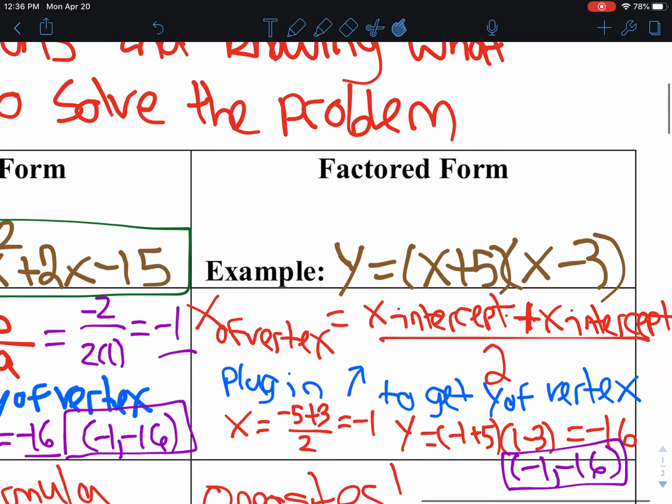How do you find the vertex in factored form? Remember, you use the x-intercepts. You add the x-intercepts and divide by 2. Remember, x-intercepts here are opposites, so don't forget x-intercepts are opposites, and then you always divide by 2. In that case, you do get -1. Plug -1 in to get the y of the vertex, and it's going to be -16. So again, that's how you find the vertex in factored form.